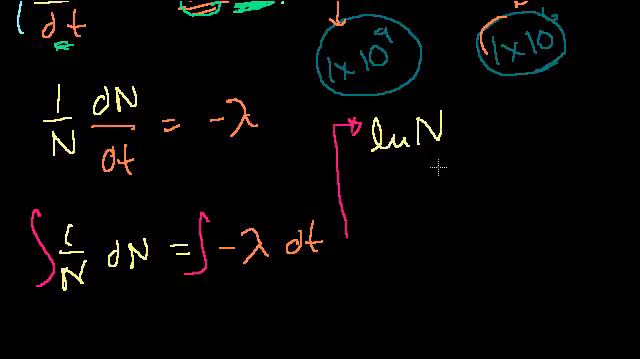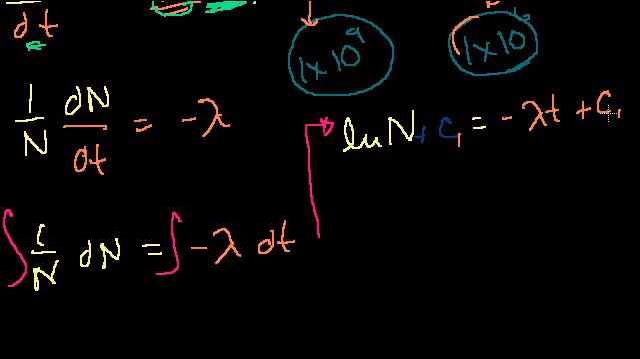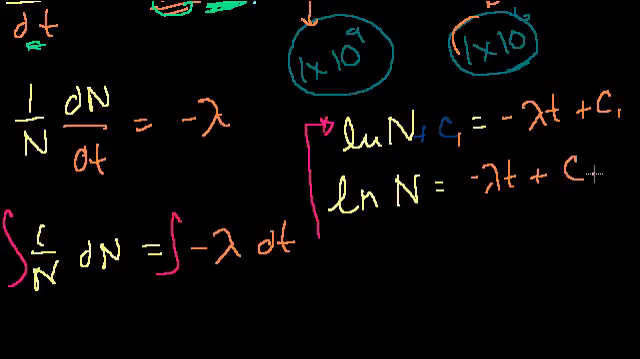Plus some constant. I'll just do that in blue. And then that equals, what's the antiderivative of just some constant? Well, it's just that constant times the variable we're taking the antiderivative with respect to. So minus lambda times t plus some constant. These are different constants, but they're arbitrary. So if we want, we can just subtract that constant from that constant and put them all on one side, and then we just get another constant. So our solution to our differential equation is the natural log of n is equal to minus lambda t plus some other constant. I'll call it C3. Doesn't matter.